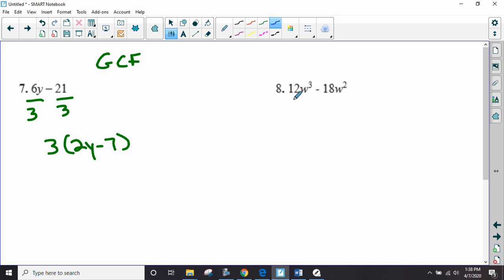Now, over here gets a little bit more interesting because we have variables on both of them. Alright, so the biggest number that can divide 12 and 18 is 6. Now remember with your variables, it's the lowest exponent. Well, the smaller of the two numbers is this right here. So w squared. GCF goes right there. 12 divided by 6 is 2. You subtract. Minus 18 divided by 6 is 3. And those cancel. There you go.